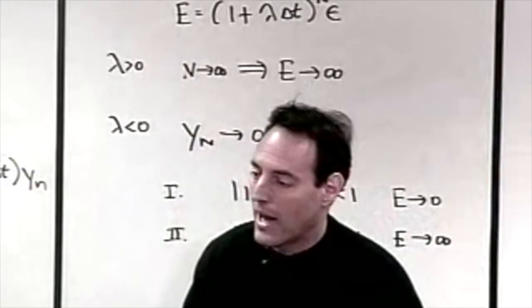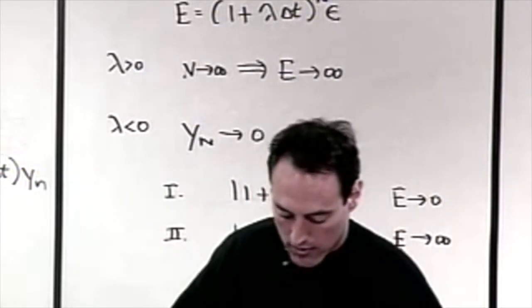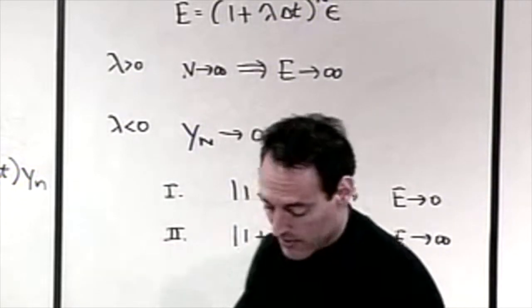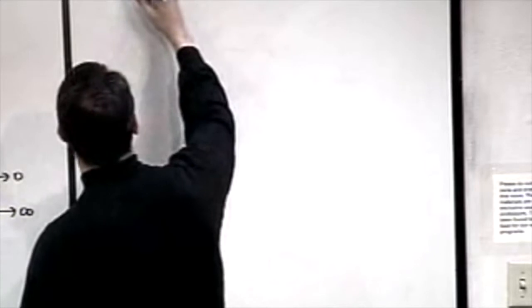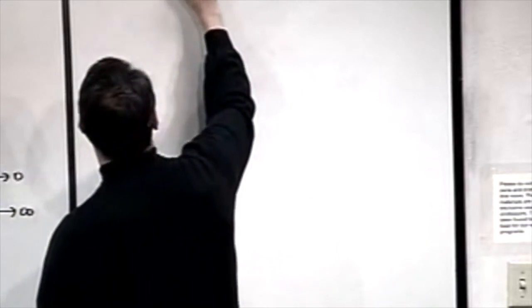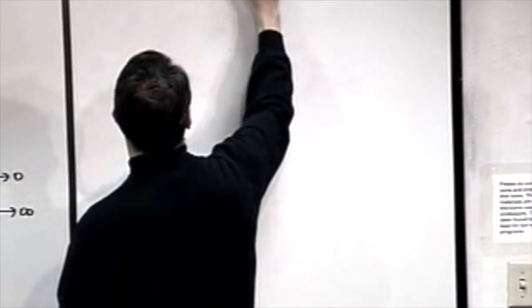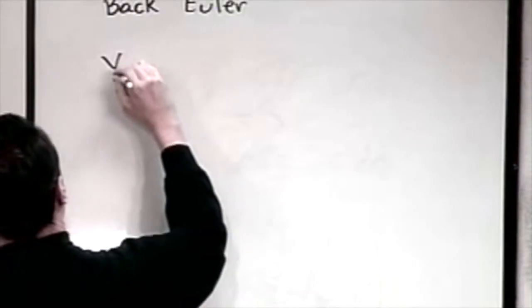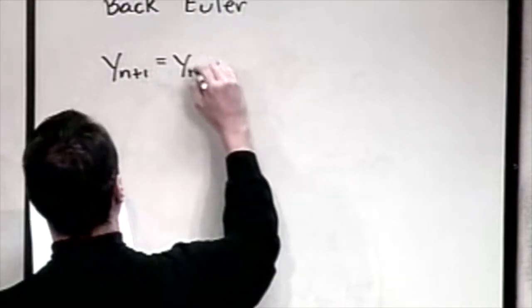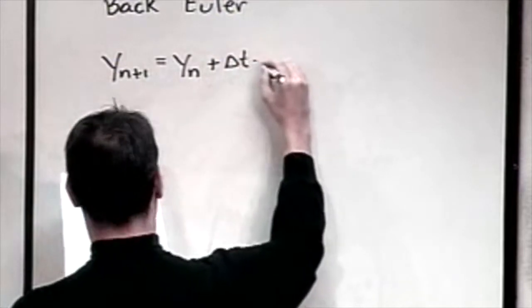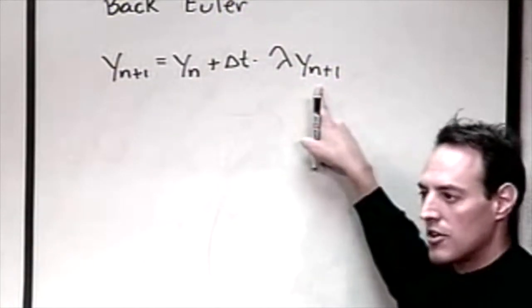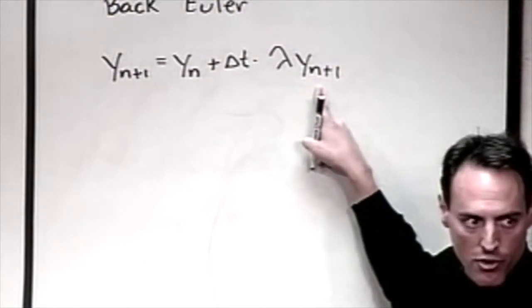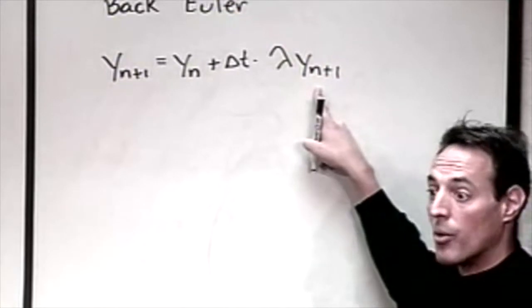We could also do what's called the backward Euler, which I introduced at the end of the class last time. And the backward Euler is the following. Instead of discretizing like we did over there, the backward Euler says my future point is the current point plus delta t times lambda y of n plus 1. So now, instead of using the current point to evaluate my function f, I use the point in the future.